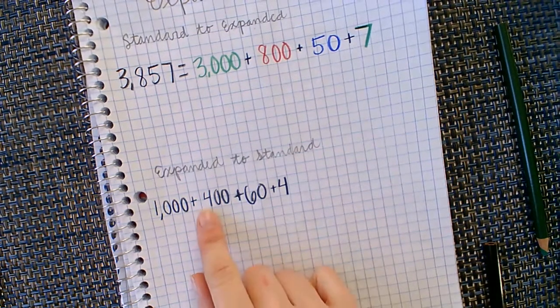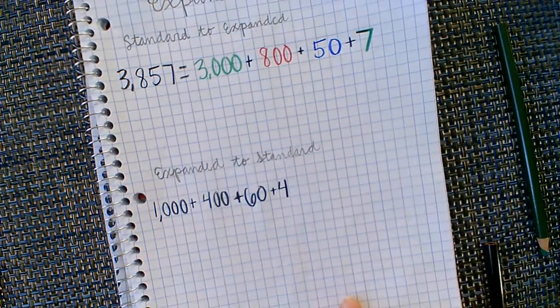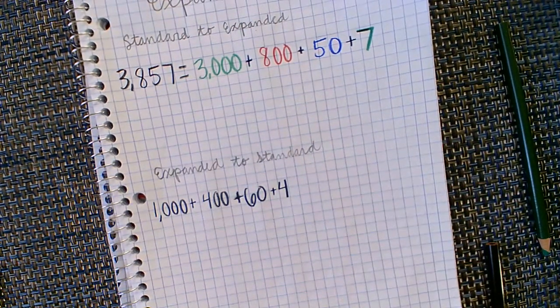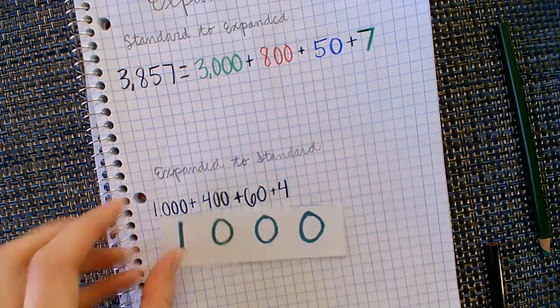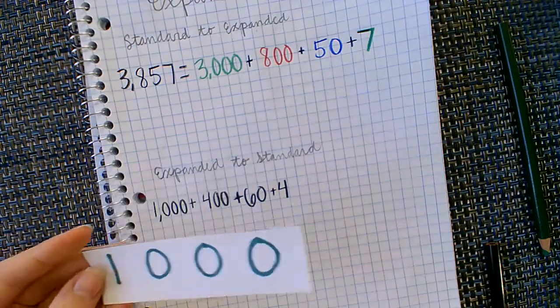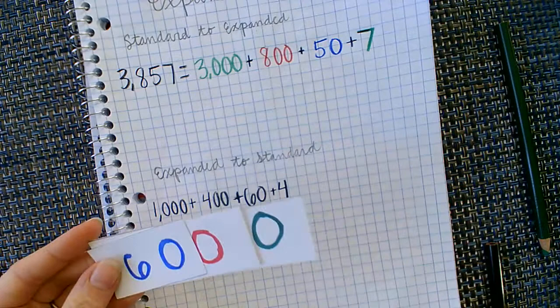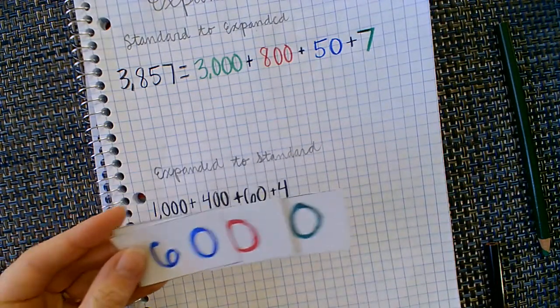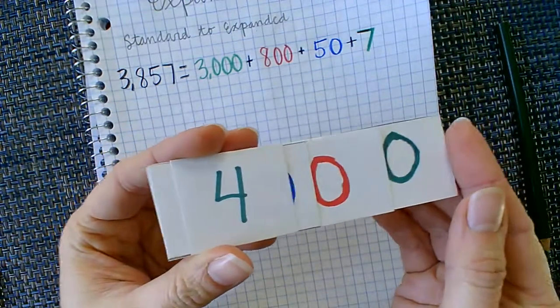Well, I have an addition problem, so I could just rewrite it vertically and then do the addition. But there's a lot of zeros there, so I think it would be easier if I just took my pieces. Okay, so I've got a 1,000. I've got a 400. I've got a 60. And I've got a 4 right here. And what do we end up with?